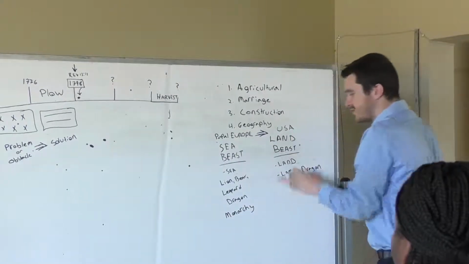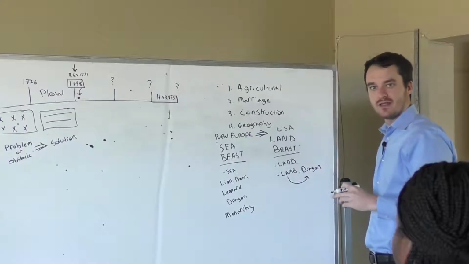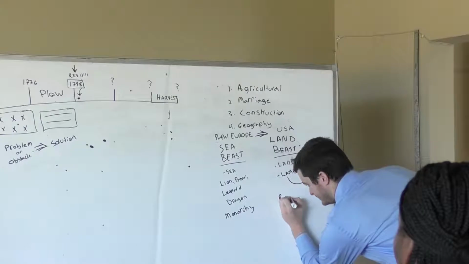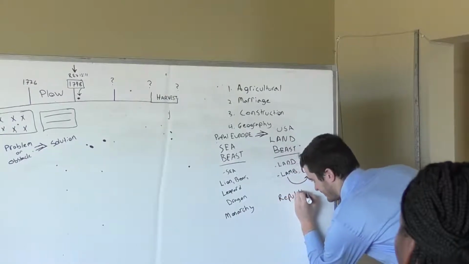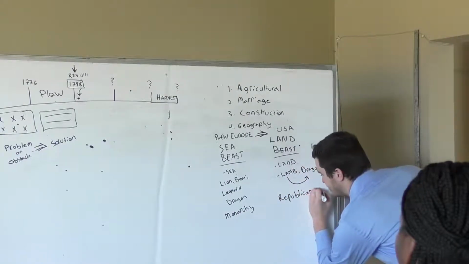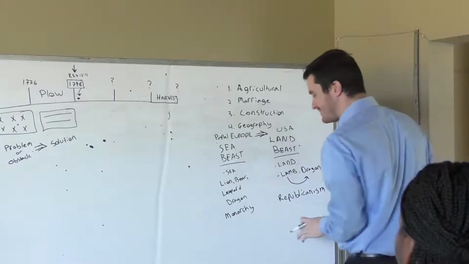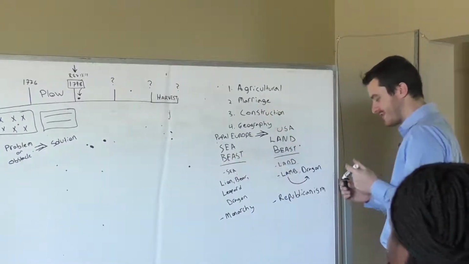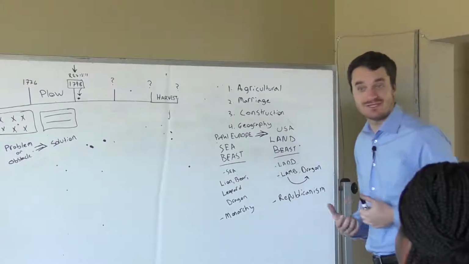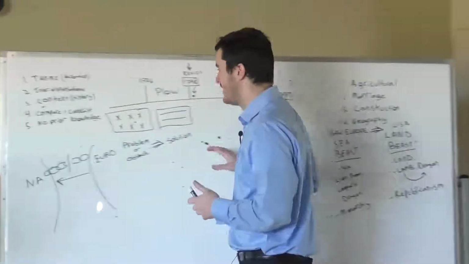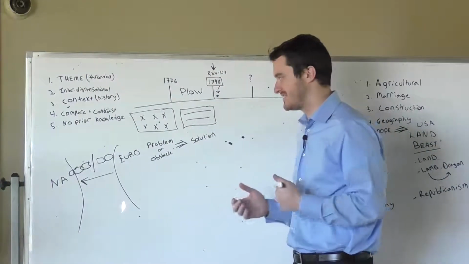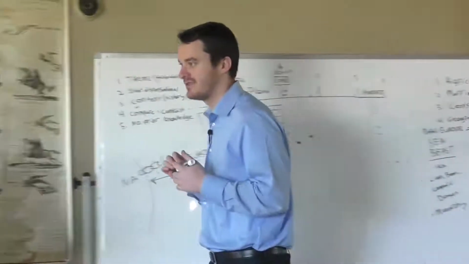What is the political system of the land beast? Republicanism. So even in the system that they're going to have, the system of the sea beast and the system of the land beast, even those will be opposites, and we'll talk about that in a moment. Going into this, everything is going to be the exact opposite of that previous system, pretty much everything.